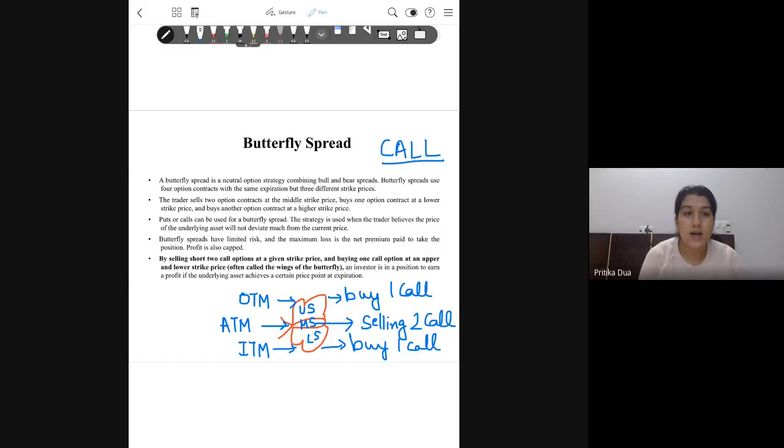Say you are entering into call option for a share which is currently trading in the market at rupees 100.